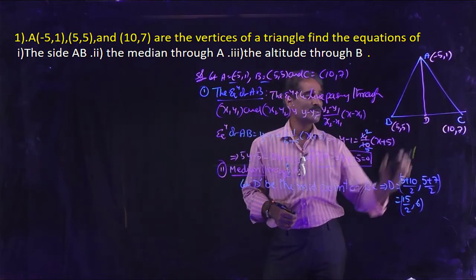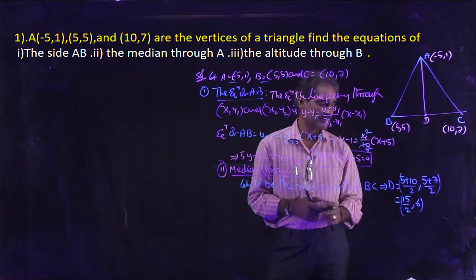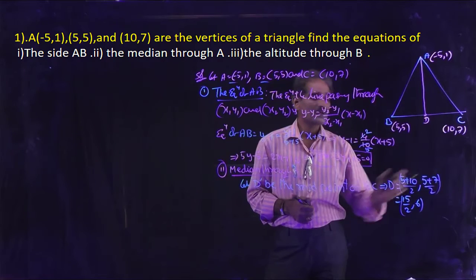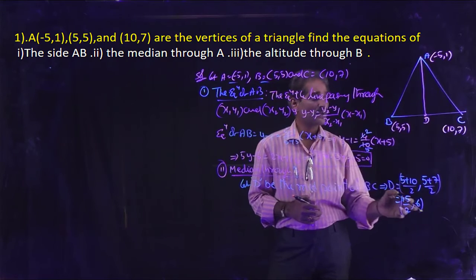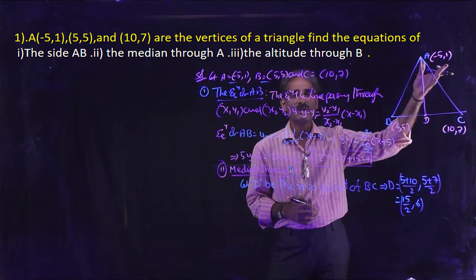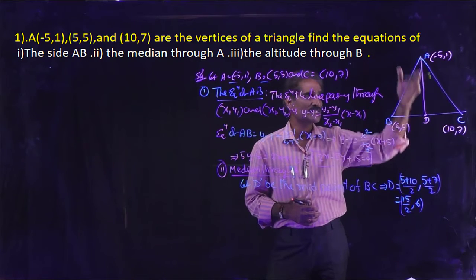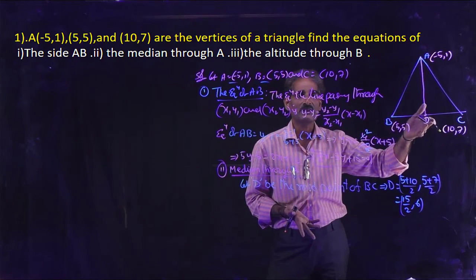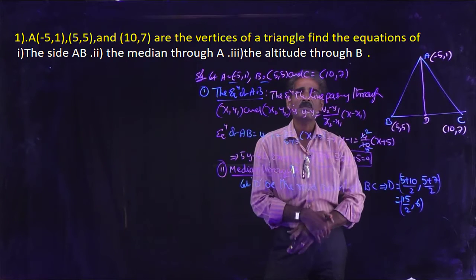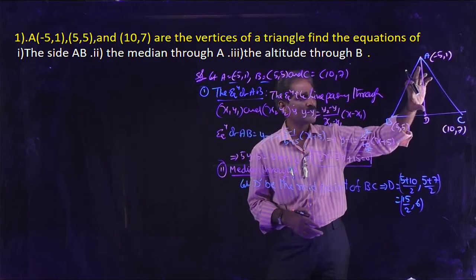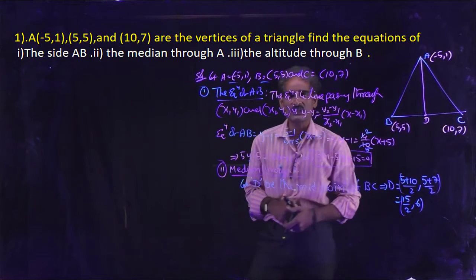5 plus 10 by 2, 5 plus 7 by 2, 15 by 2, 5 plus 7, 12 by 2. So 15 by 2 comma 6 is the midpoint of BC, that is D, and we know the point A. The equation of the line, the median through A, is nothing but the equation of AD. It is the line passing through 2 points, so again apply the 2-point formula. Otherwise, by finding the slope of this line and using this point, we can also write the equation.